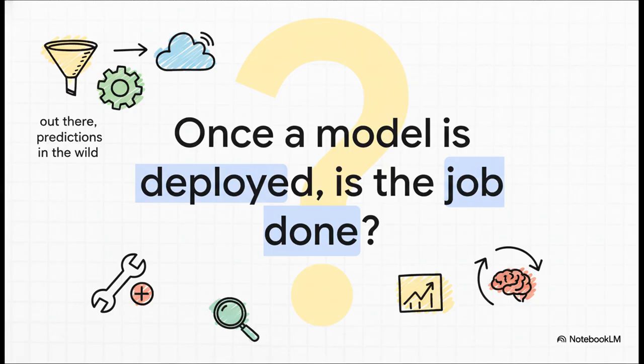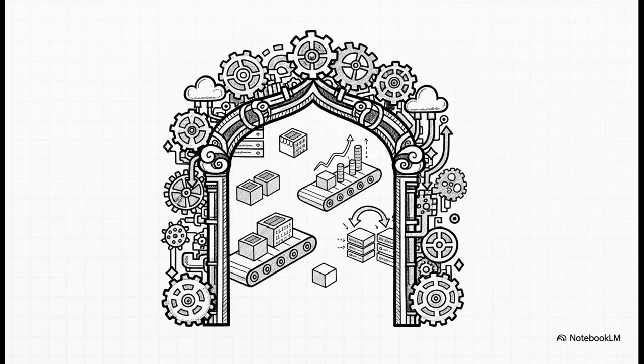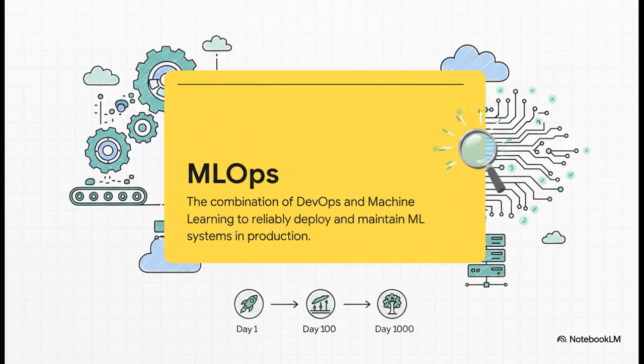Once your model is out there, in the wild, making predictions, is your job done? Can you just pack up and go home? Not even close. Welcome to the world of MLOps. So what is MLOps? Well, it stands for Machine Learning Operations, and it's the whole practice of reliably and efficiently maintaining these ML systems once they're in production.